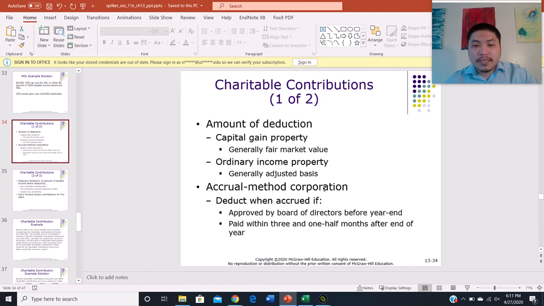But the requirement for this is that the amount has to be paid within 3.5 months after the end of the year. After they approve, they have to pay out to the organization within 3.5 months after the year end of the year that the board approved, right?